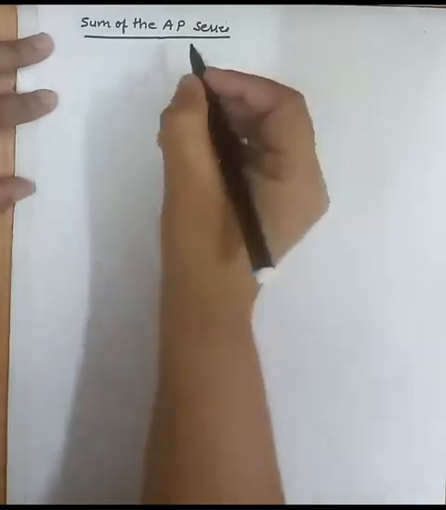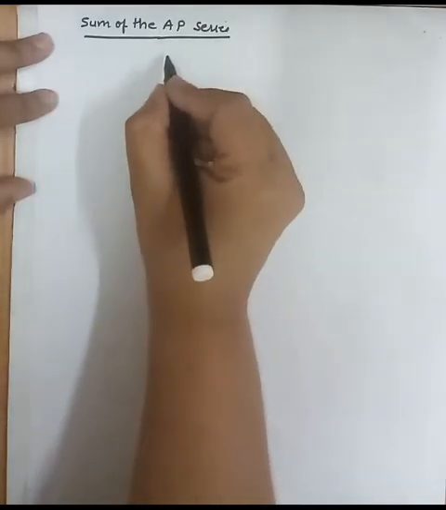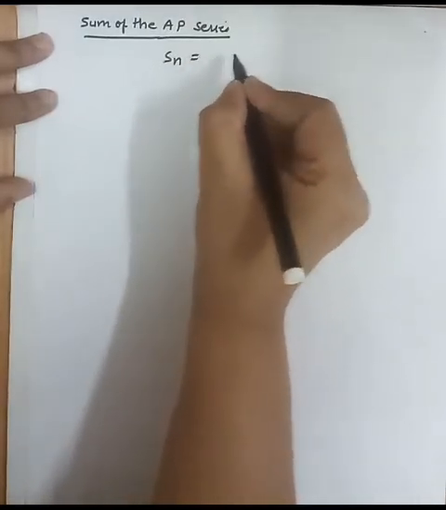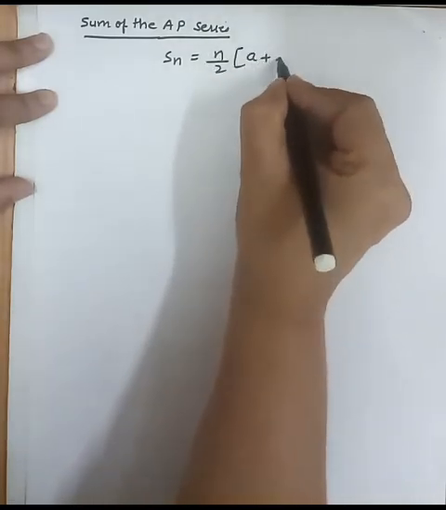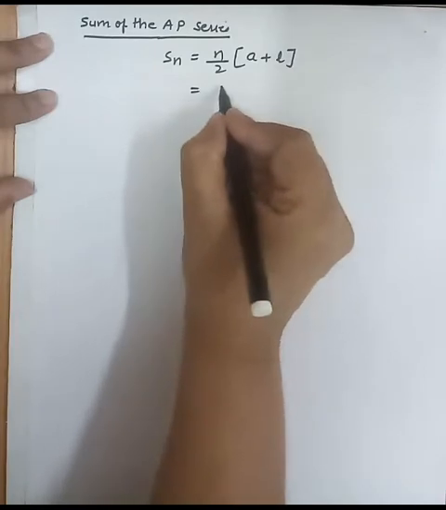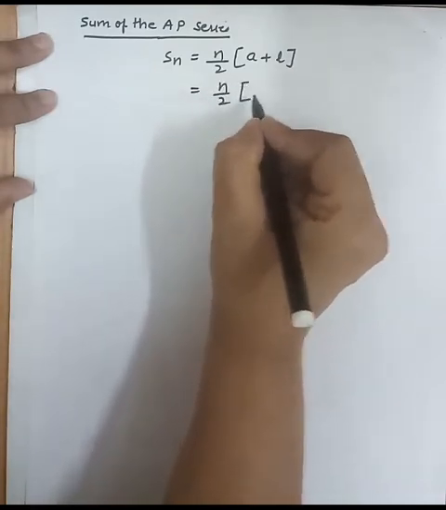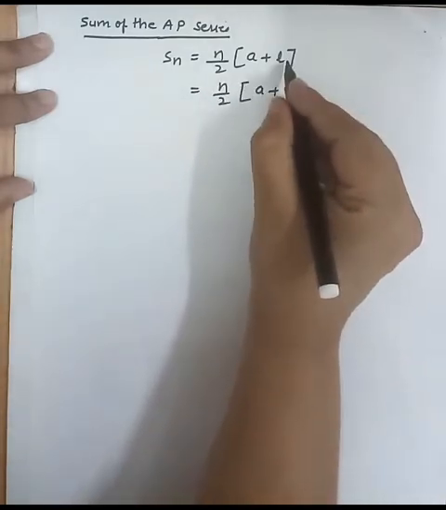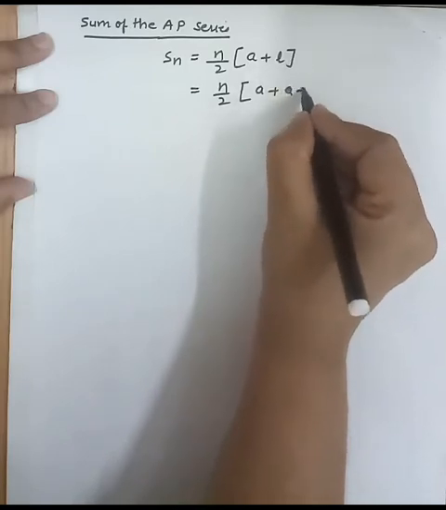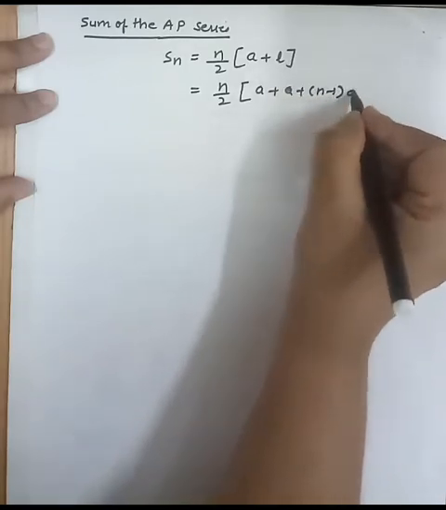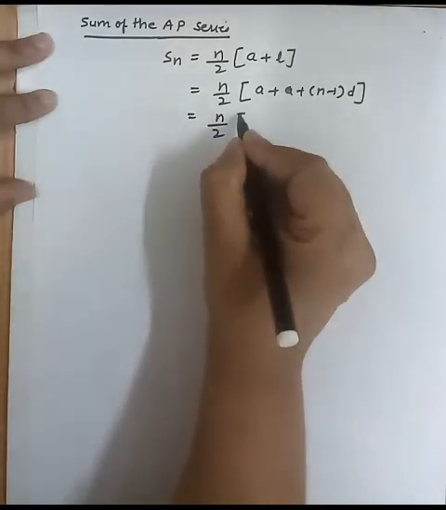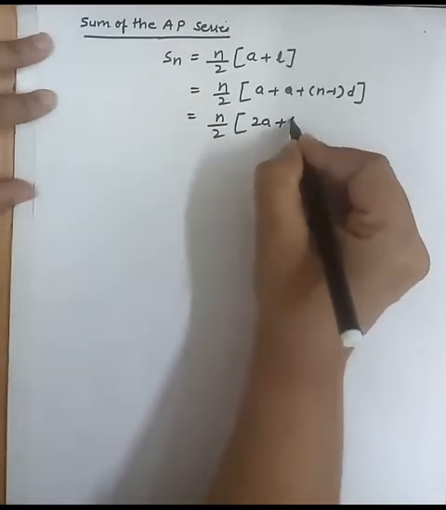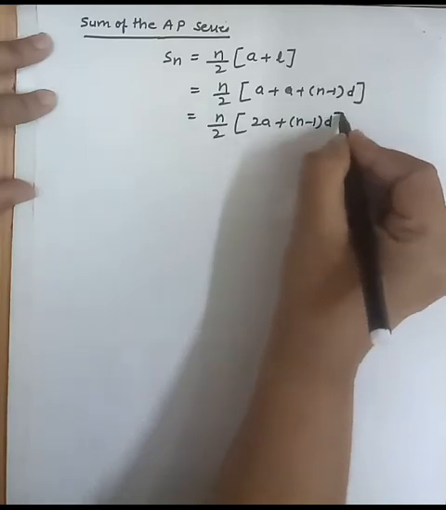So friends, the formula for the sum of the AP series is denoted by Sn equal to n by 2 (a plus L). And another one is n by 2 (a plus L), and we know that L equal to a plus (n minus 1) d. This can be written as n by 2 (2a plus (n minus 1) d).